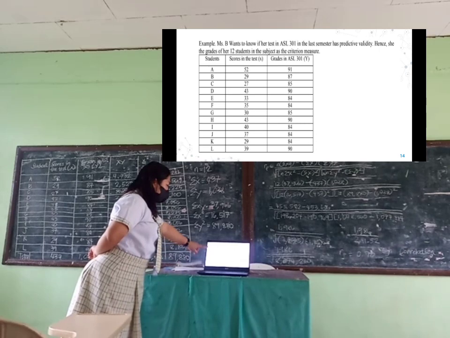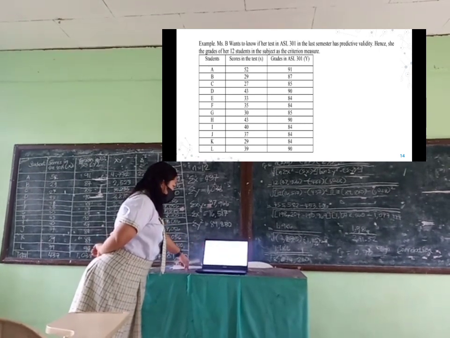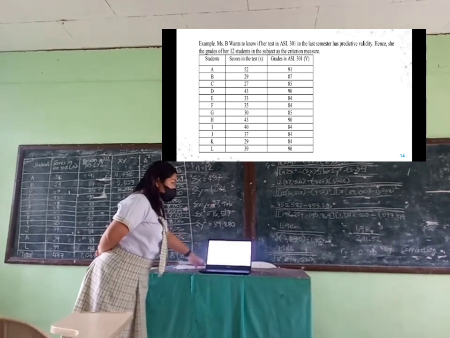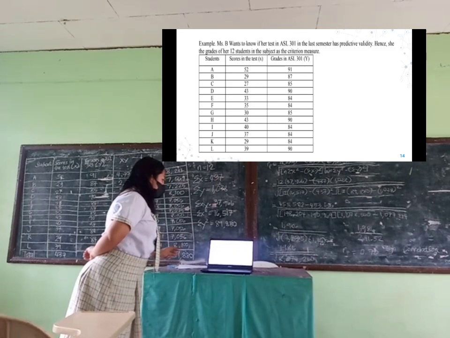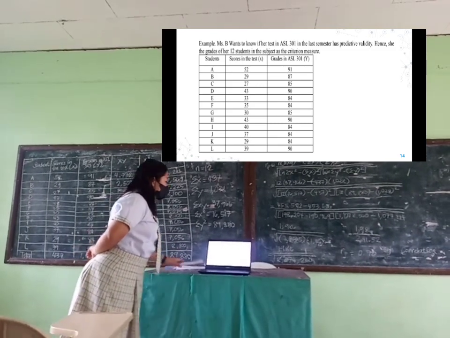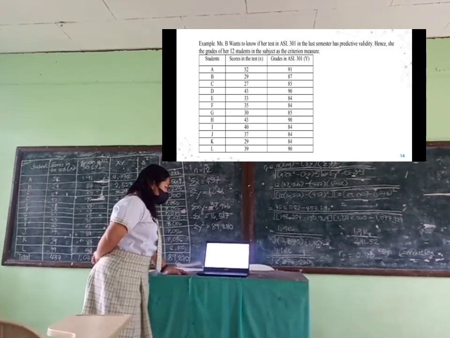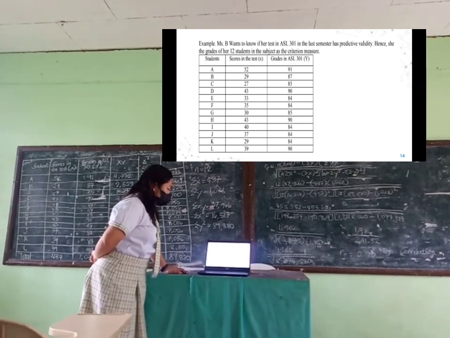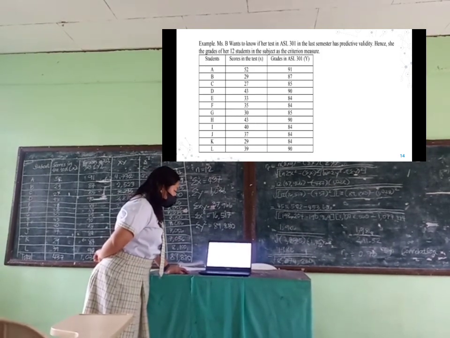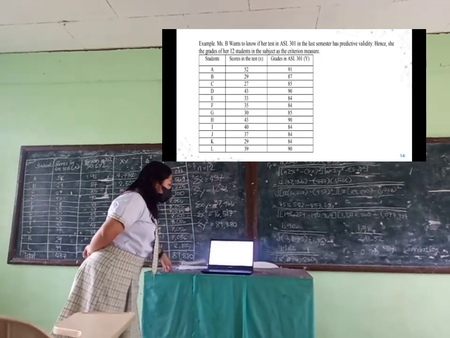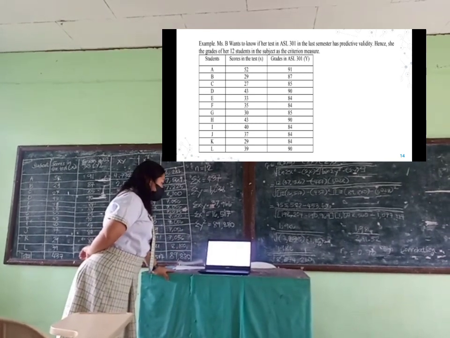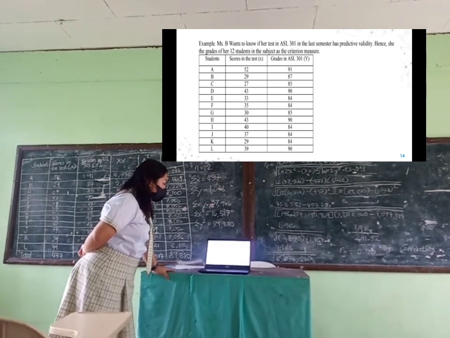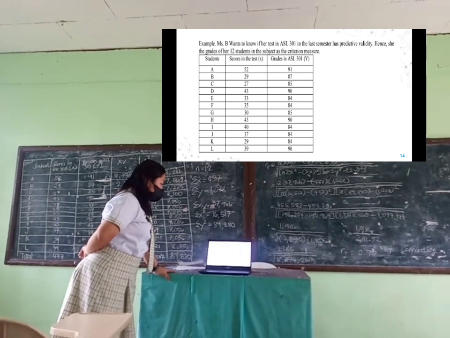Miss B has 12 students. The first student stands for letter A and ends with letter L. Scores in the test, the value of X: 52, 29, 27, 43, 33, 35, 30, 43, 40, 37, 29, 39. The value of Y is the grade in ESL 301: 91, 87, 85, 90, 84, 84, 85, 90, 84, 84, 84, 90.